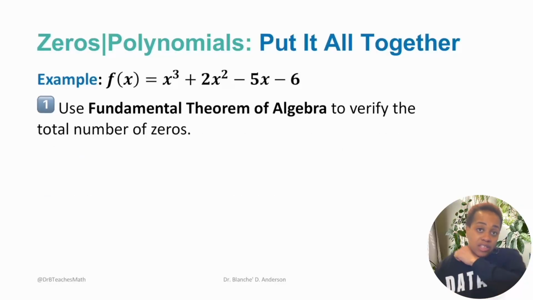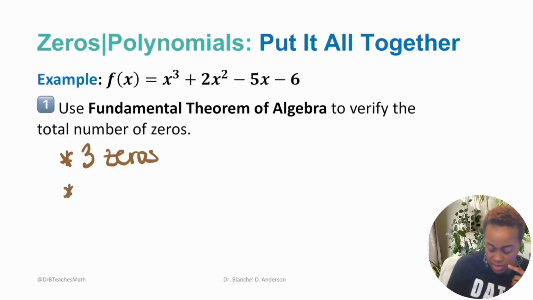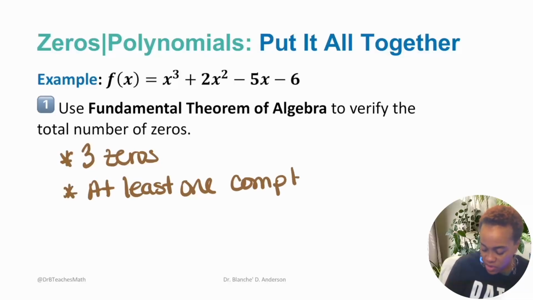So here we go. x cubed plus 2x squared minus 5x minus 6. The Fundamental Theorem of Algebra tells us that we're going to have at least one complex zero because the degree is greater than n. So we're going to have 3 zeros. Okay? And we know it's going to be at least one complex zero. We just don't know the types, right?